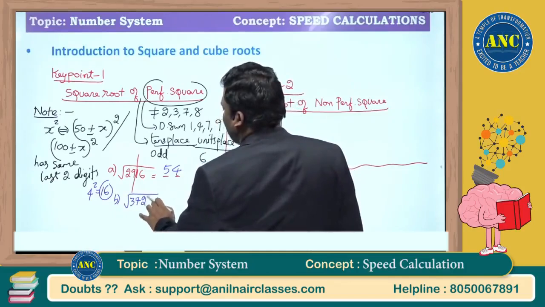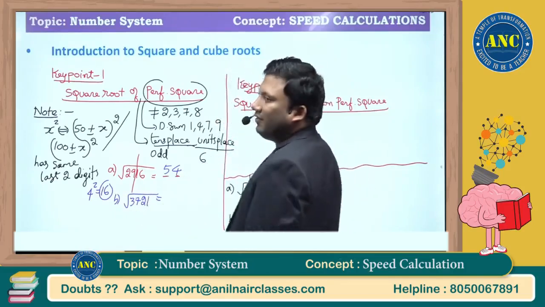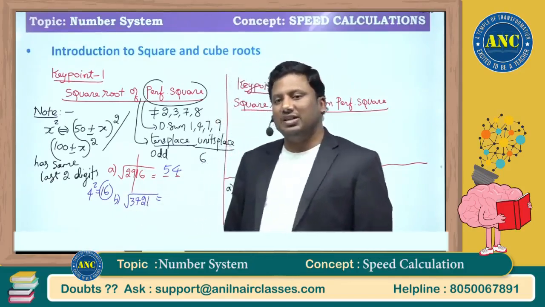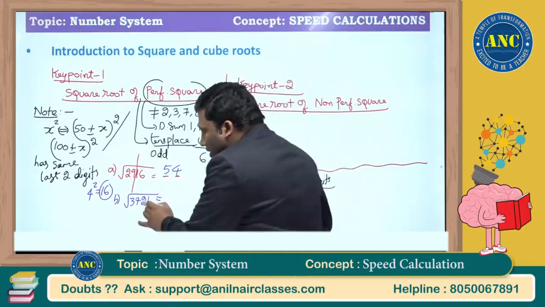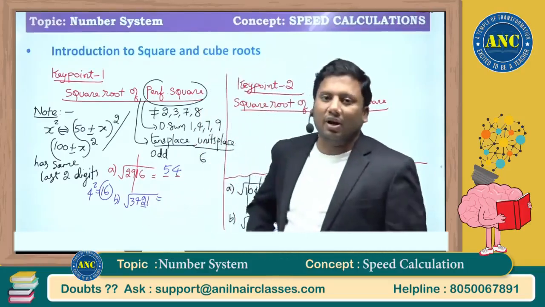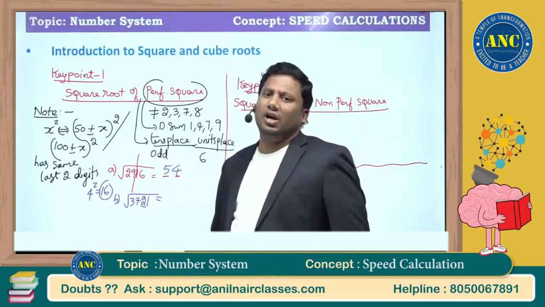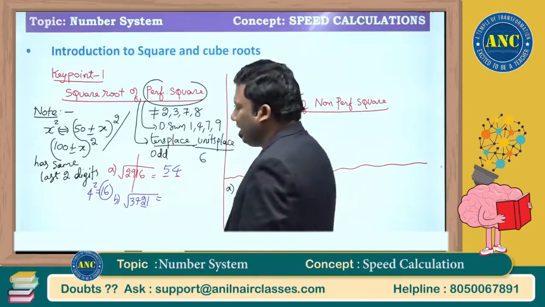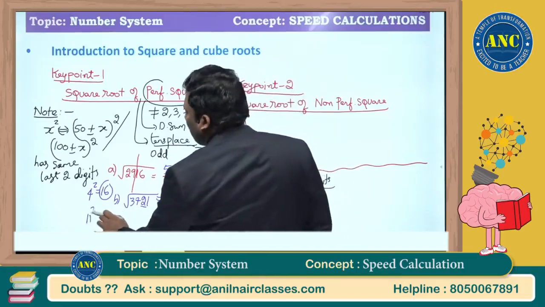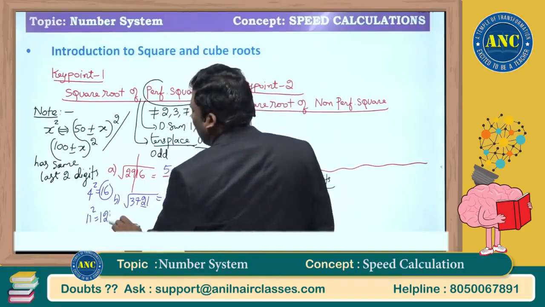Suppose the next question is the square root of 3721. Once you understand, all these logics are very, very easy. What are the last 2 digits of this number? 21. What is the smallest natural number which on square gives 21? 11 square is 121.